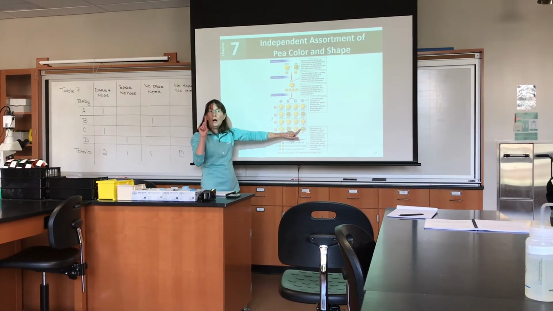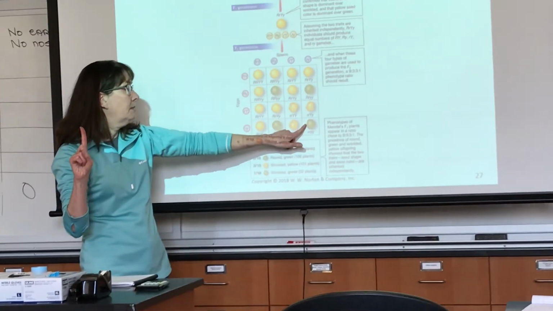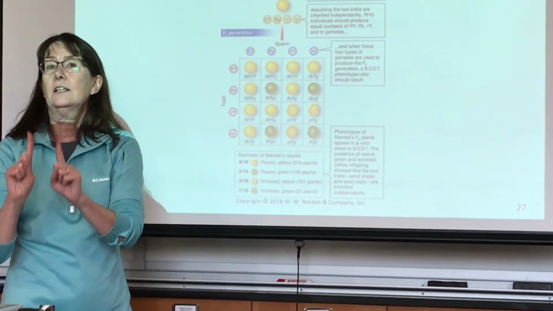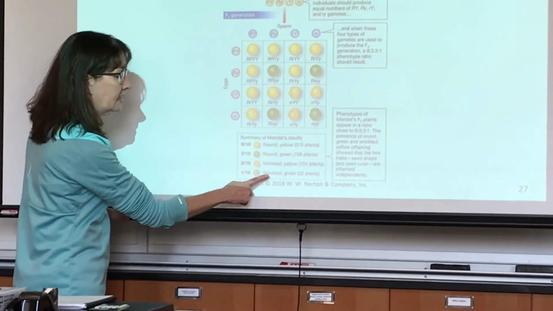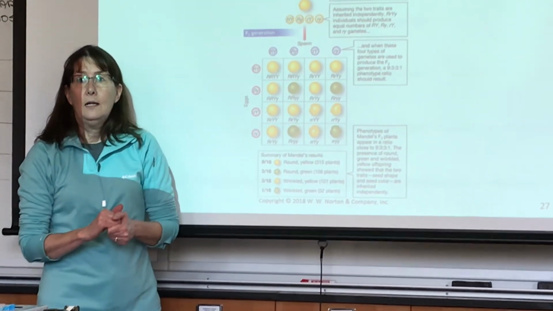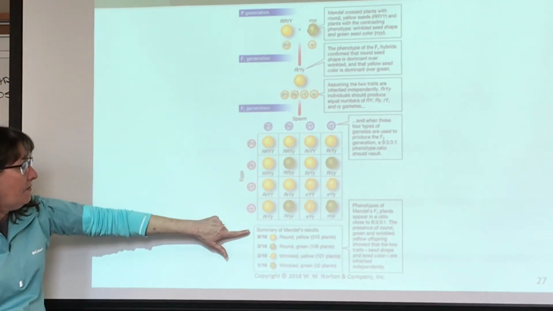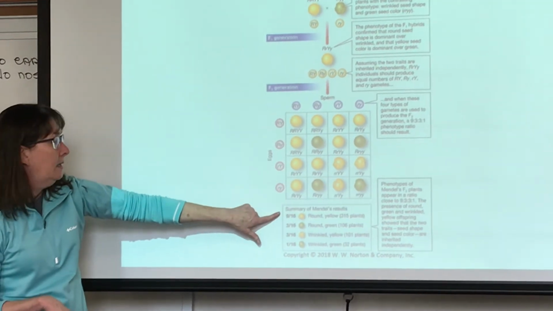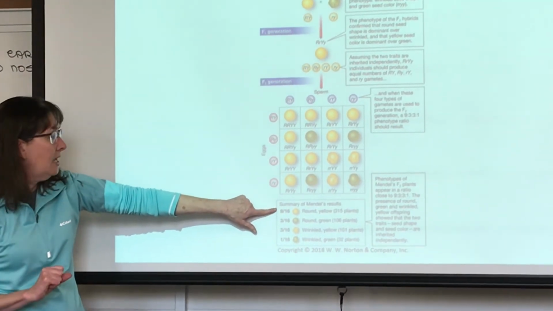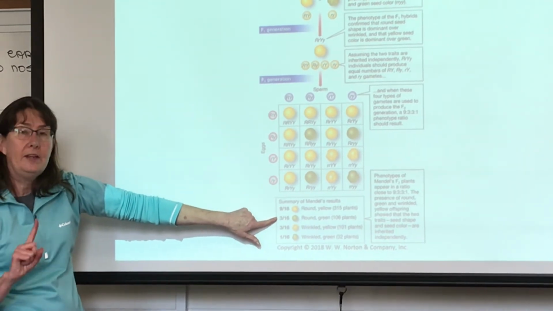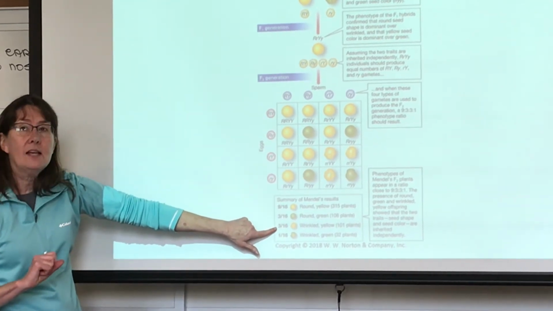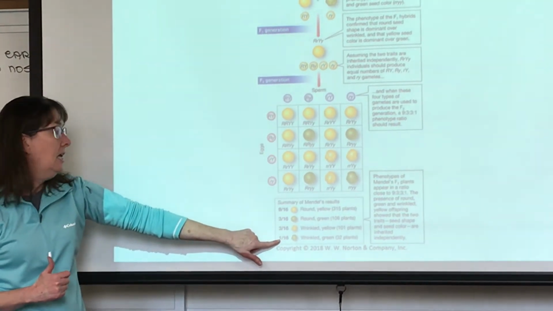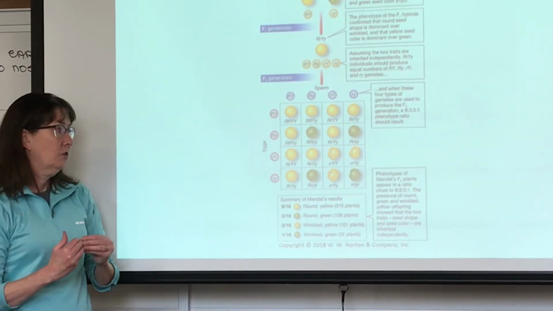And there's only 1 out of 16 possibilities that offspring will have 2 recessive characteristics. And in this case, wrinkled and green. In other words, we now have a 9 to 3 to 3 to 1 ratio. 9 out of 16 have the double dominant characteristics. 3 have 1 dominant, 1 recessive. 3 also have the other dominant with the recessive. And only 1 out of 16 has the double recessive characteristics.